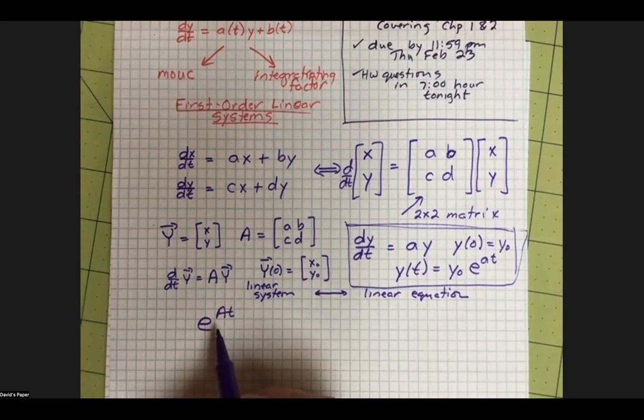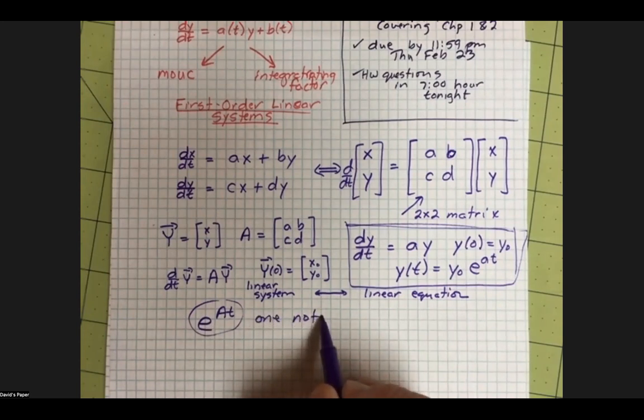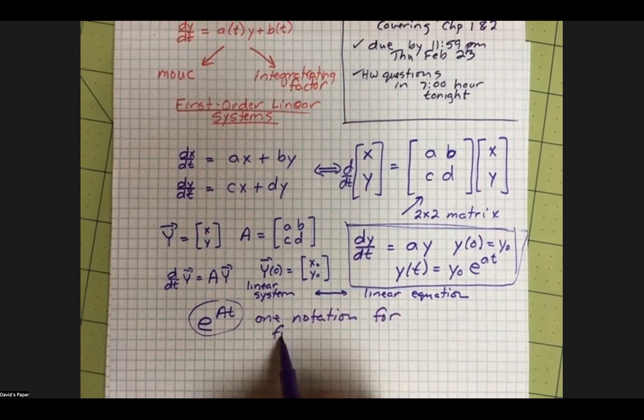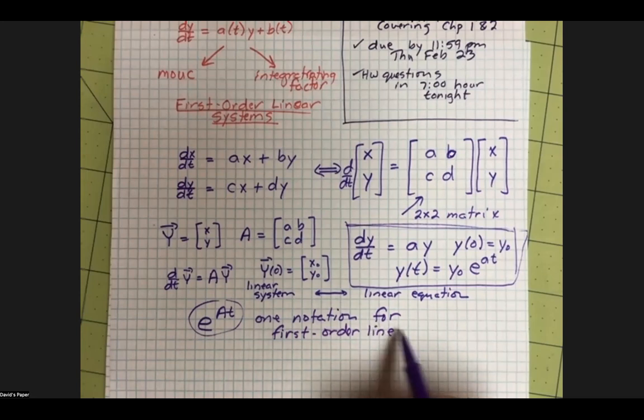But it could be. So there are people that write the system solution in this fashion. And this is one notation for first order linear system solution. But it's not as flexible or intuitive as I would like. So we're going to follow the book's presentation and build up some of your skills with linear algebra.